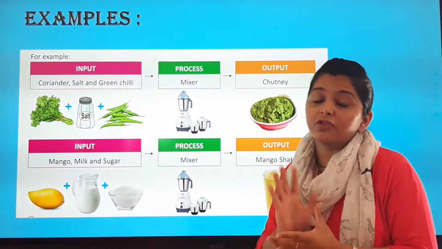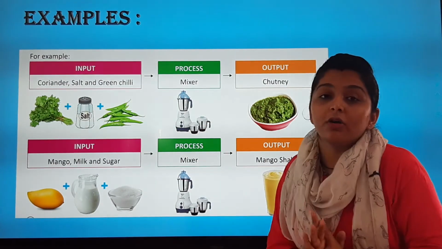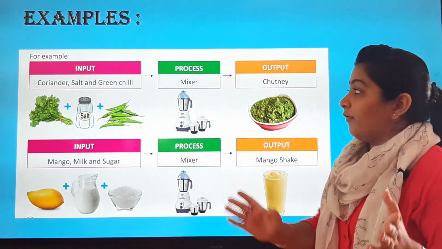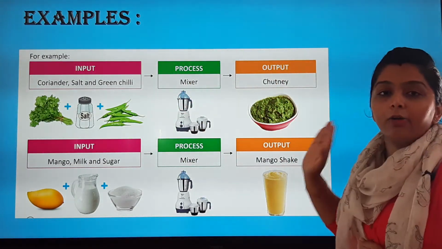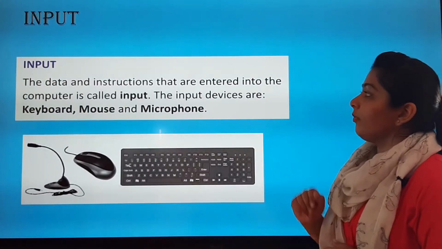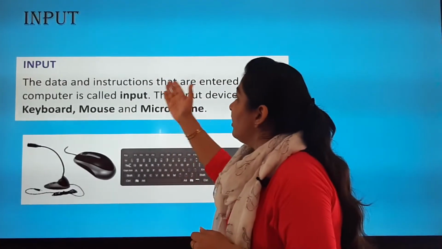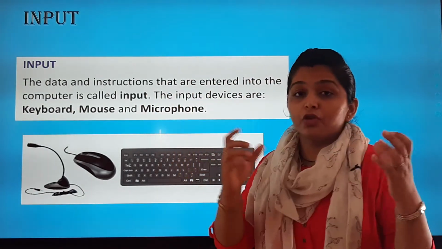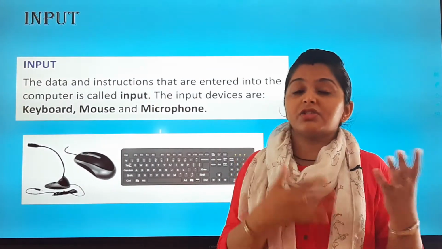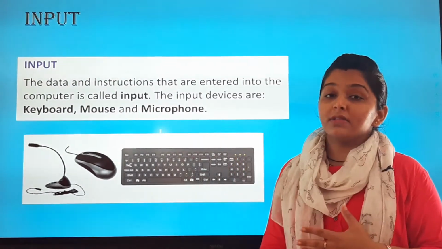Is it clear to you children? How does a computer work? In the same way, a computer works like this only. It works on the 3 basic steps: input, process and output. Clear? Now we will study what is input. The data and the instructions that are entered into the computer is called input. जो भी हम computer को data और instructions देते हैं which are entered by us is known as input.